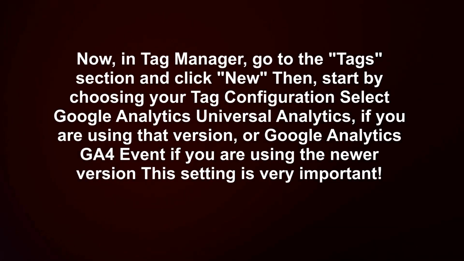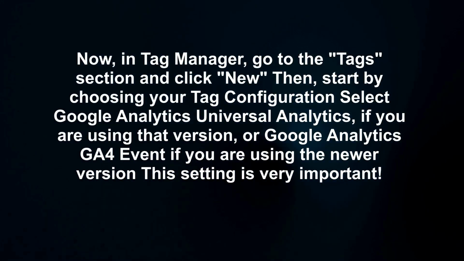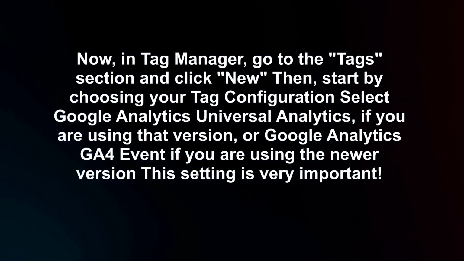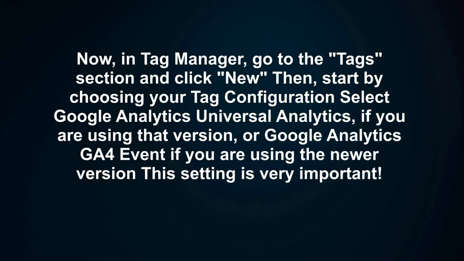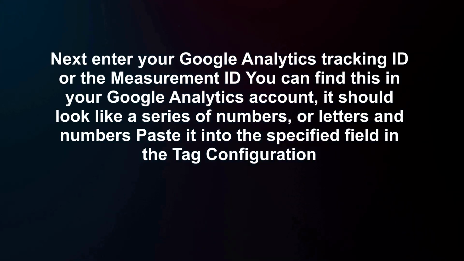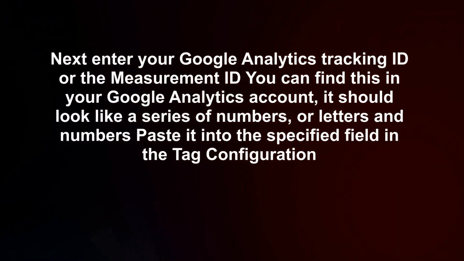Then, start by choosing your tag configuration. Select Google Analytics Universal Analytics if you are using that version, or Google Analytics GA4 Event if you are using the newer version. This setting is very important. Next, enter your Google Analytics Tracking ID or the Measurement ID. You can find this in your Google Analytics account.